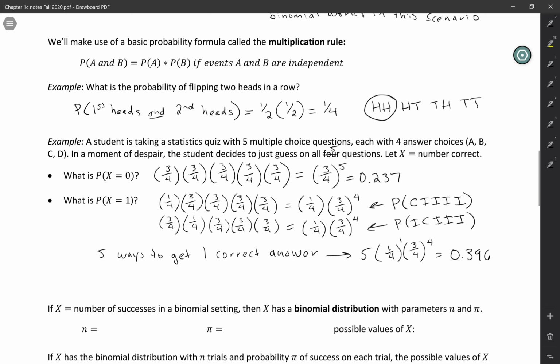It's more difficult when you're talking about x equals 2 or x equals 3 because there's just more arrangements, more different ways that you could get exactly 2 correct or exactly 3 correct. So it helps to have a formula that we can use every time.